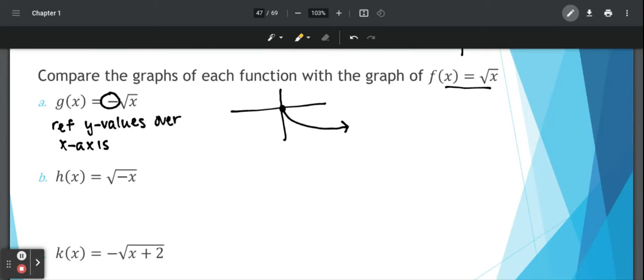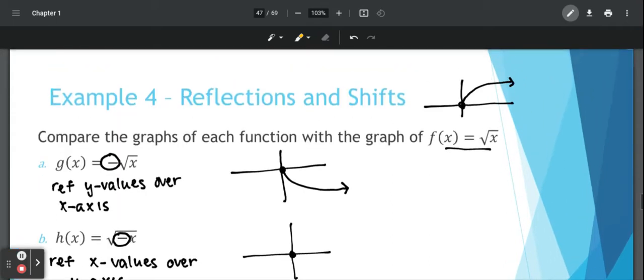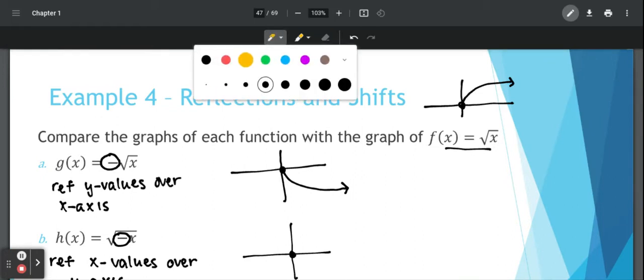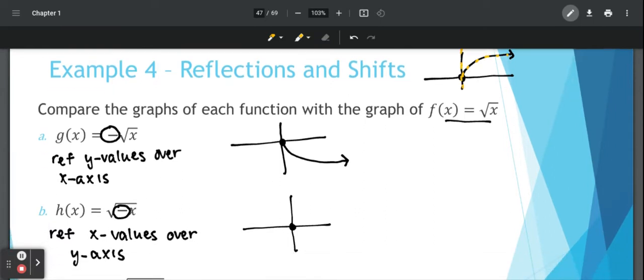Where if you notice in part B, the negative is under the square root. So that means that you're going to reflect your x values over your y-axis. So now your graph, again, that 0, 0 stays, but now these x values that you had over here, it's going to reflect across this y-axis right here. So now that graph will look like that.